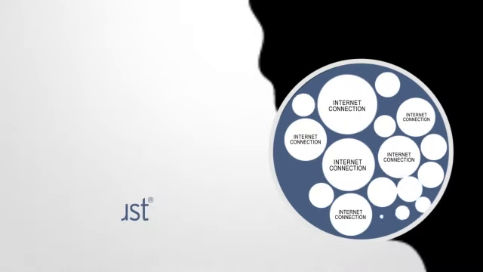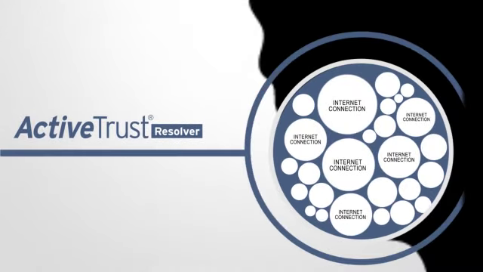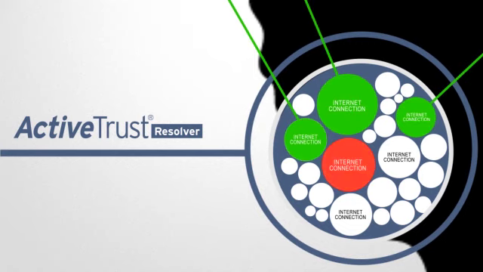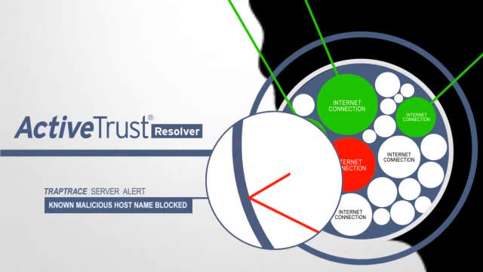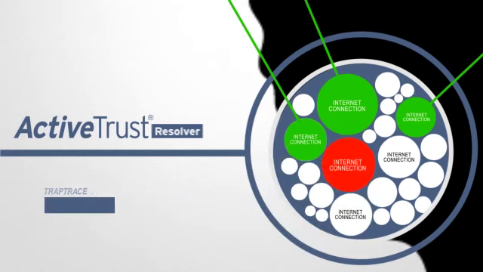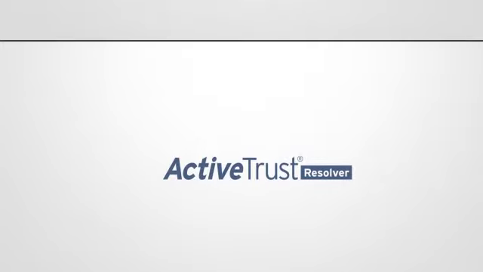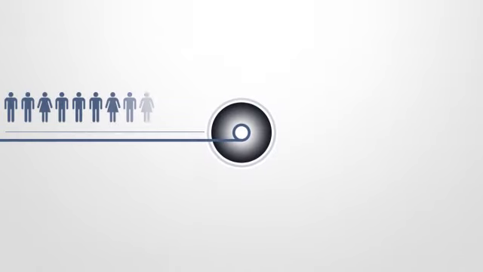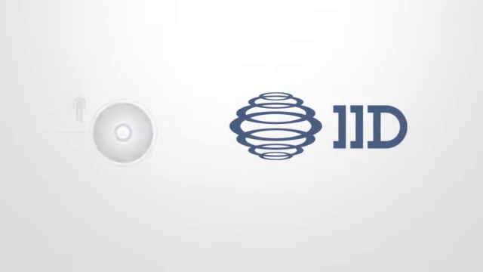Internet Identity's ActiveTrust Resolver ensures the integrity of connections, applying collective intelligence to DNS resolution and preventing access to malicious sites. The unique TrapTrace feature captures malicious communications and prevents data exfiltration. Internet Identity's 24/7 analyst team and always-on collective intelligence provide secure protection from the outside in.